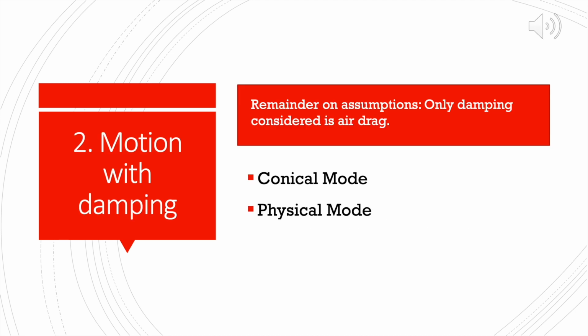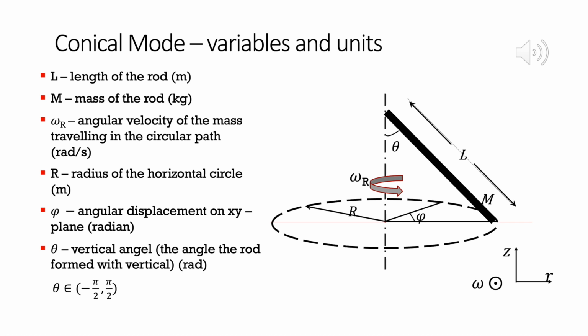Section 2. Motion with damping. I'll first discuss conical mode, which is the first mode that the pendulum will experience after release. Numerous factors and variables are defined below with units.